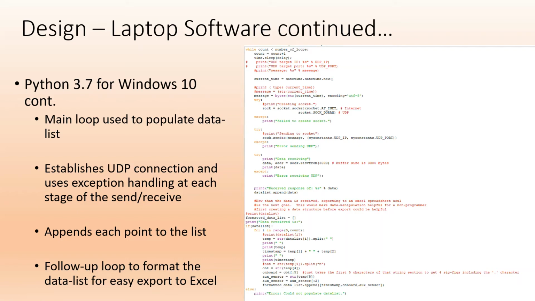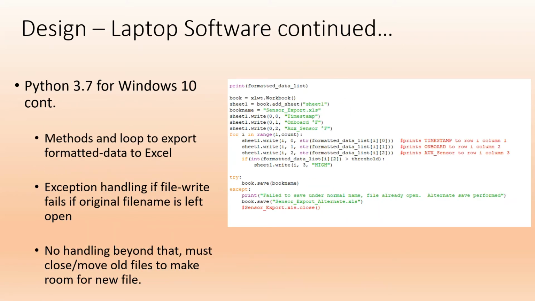The follow-up loop at the bottom is there for having an easy enough data structure to export to Excel. With that done, this is the export code that I used for the Python to export to Excel. This also has some exception handling, so if one of the files is successfully written and then left open by mistake or not accessible, it can make an alternate file and save there. But that's the limit of the handling I have for that.